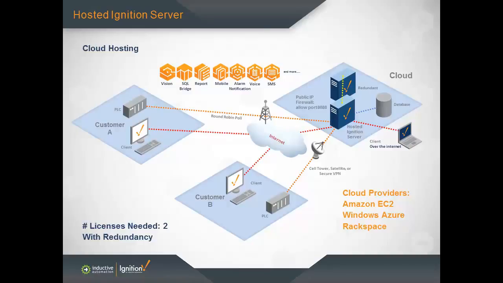So the idea is that maybe an integrator or some company can actually host an application for their customers. In that case, if they're going to host it, they have to be able to get the historical information from the customer's PLCs. So there's 2 ways you can go about that. One is to connect to the customer's PLCs directly over the cell tower, or satellite, secure VPN, polling it, or doing round-robin type polling. But that does mean that the servers up here in the cloud have to have a connection to the PLCs.